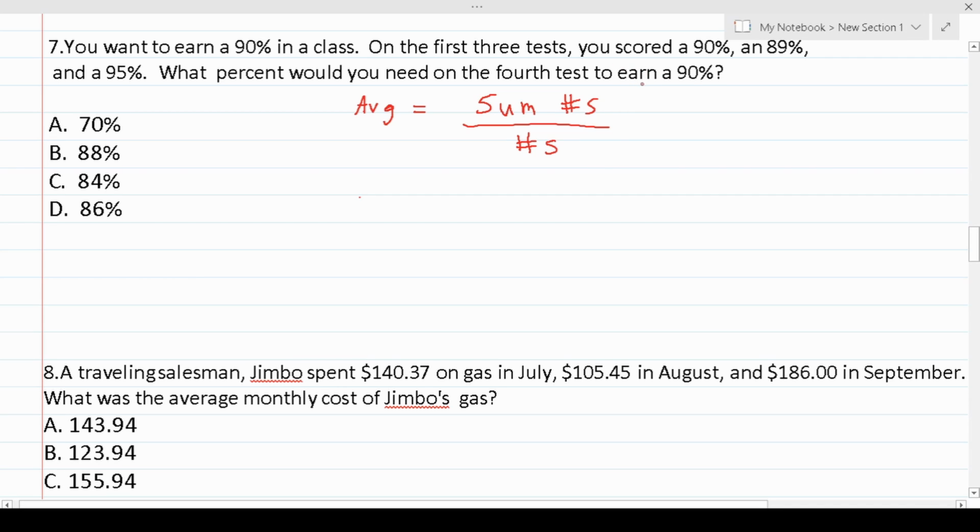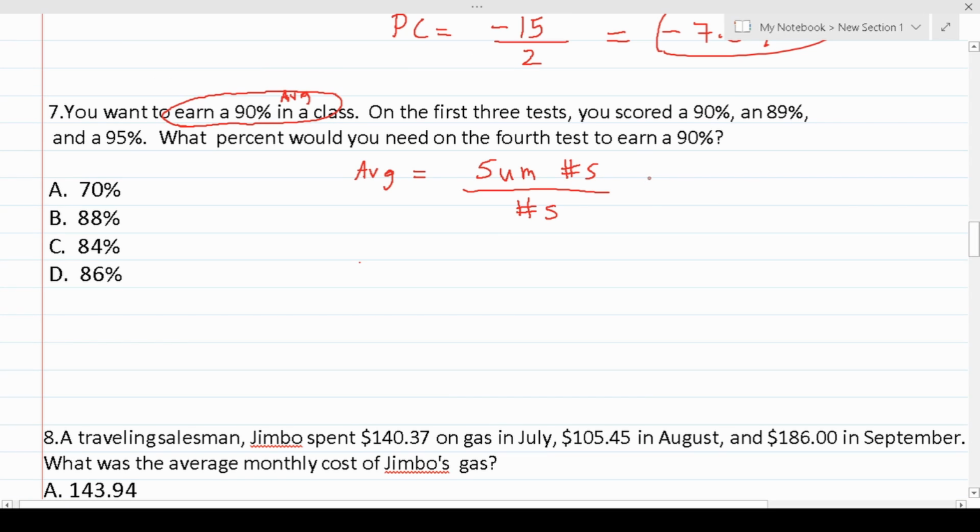In this case, we know we want a class average of 90%. So we're actually given what this average amount should be. And in addition, we're given 3 of the 4 test scores, and they're right here. 1, 2, 3. This percent on the 4th test score is going to be X. It's unknown at this point. So with all those things identified, let's plug them into this formula.